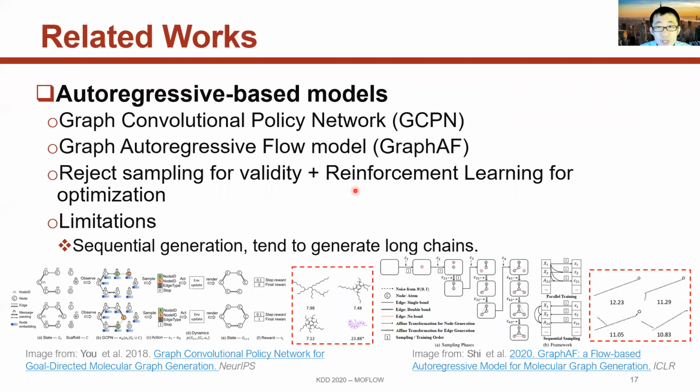The state-of-the-art results are achieved by autoregressive based models, for example, GCPN and GraphAF. They generate a molecular graph in a sequential manner. At each step, they generate an atom or a bond and then check the validity of the current graph. If the current graph violates the chemical constraints, the generation process terminates by reject sampling. However, the sequential generation is very expensive and they tend to generate very long and strange graphs, as highlighted.